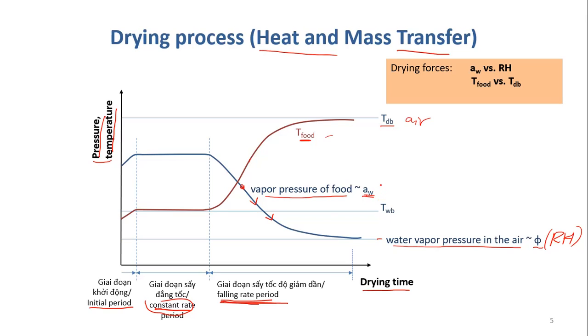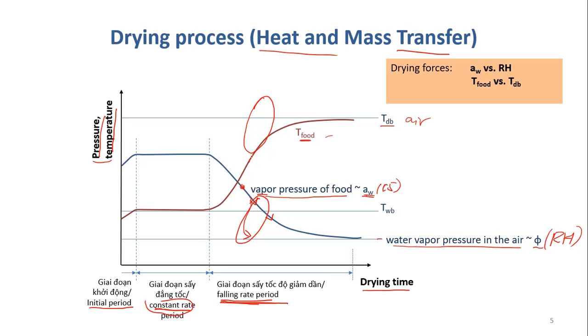You can look back at chapter 5. There we also discuss the definition and how to determine water activity of food. So during drying, we see this is the heat transfer, and this is the mass transfer. The water from the food evaporates into vapor and is then taken up by the air.